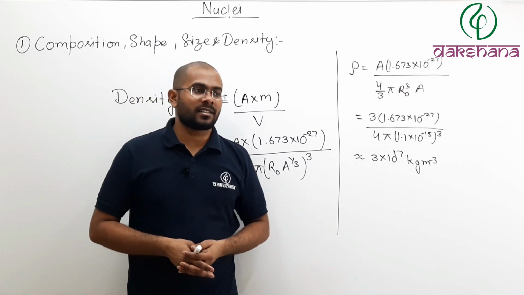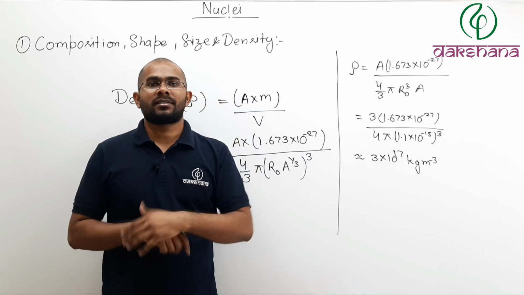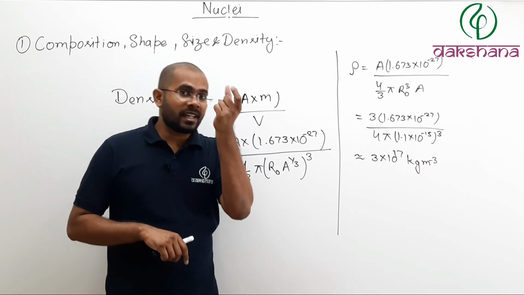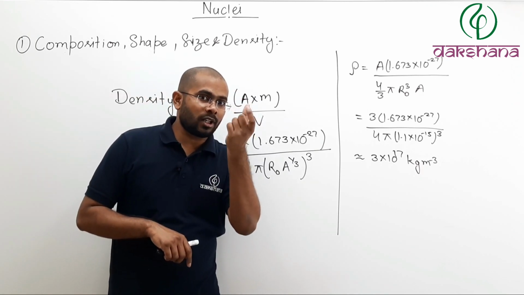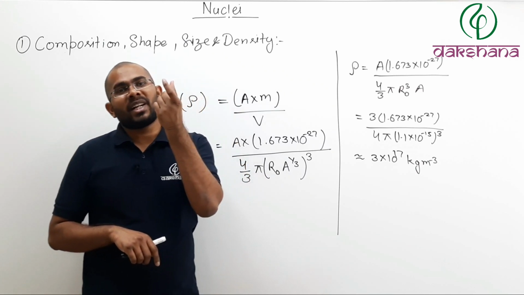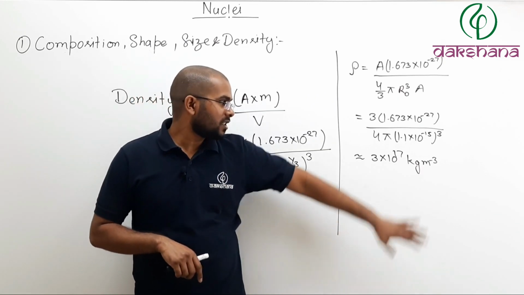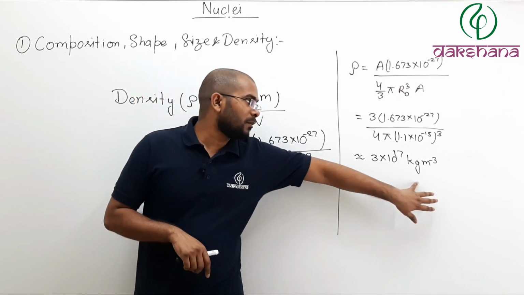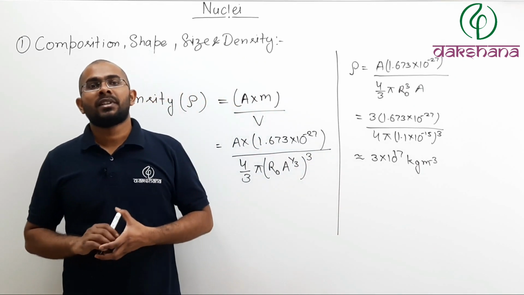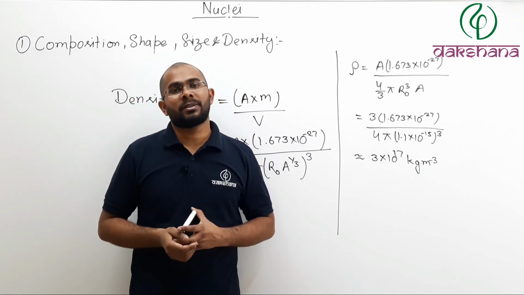So if there is a question asking the specific gravity of nucleus, what is specific gravity? Remember, specific gravity is not gravity. Specific gravity is density of the material you are talking about divided by density of water. So density of material divided by density of water, with water being 10 to the power 3. So specific gravity of nucleus will be 3 into 10 to the power 14 times.